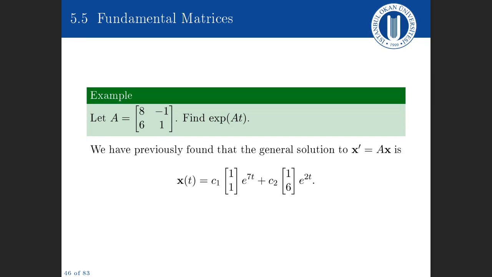We've previously looked at x prime is equal to Ax for this matrix A, and we found that the general solution is constant 1 times (1, 1) e to the power 7t plus constant 2 times (1, 6) e to the power 2t. So to answer this question, we need to solve two initial value problems. We need to choose the constants which make x at time 0 equal (1, 0), and we need to choose the correct constants which make x at time 0 equal (0, 1).